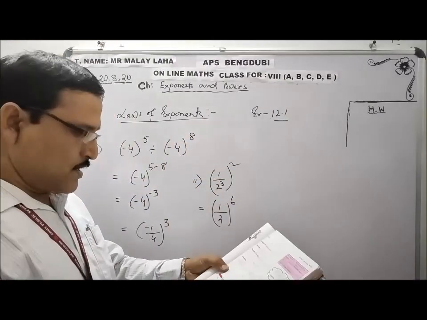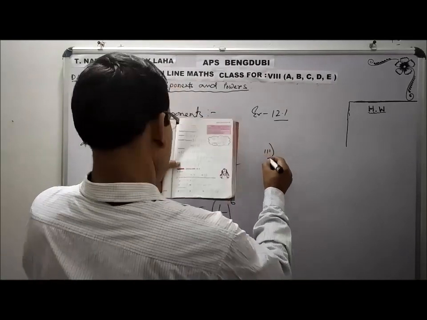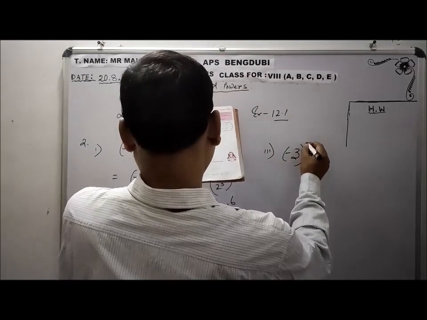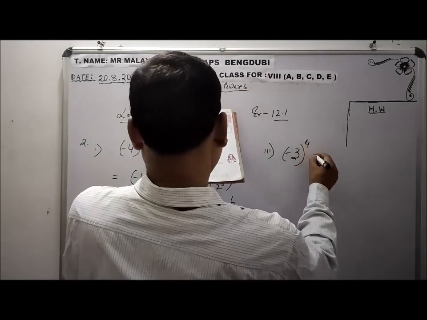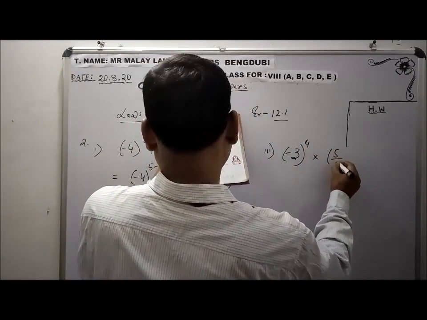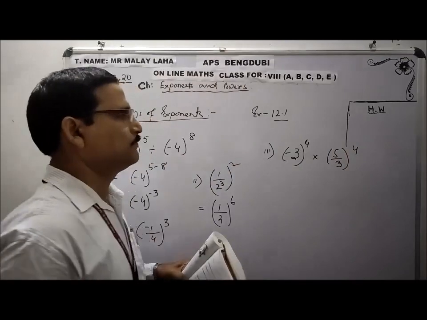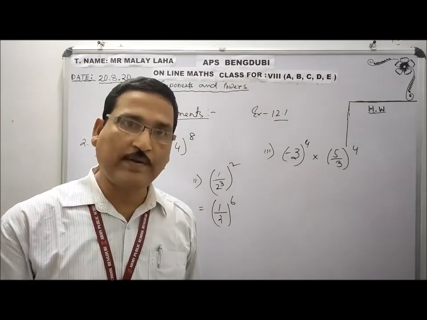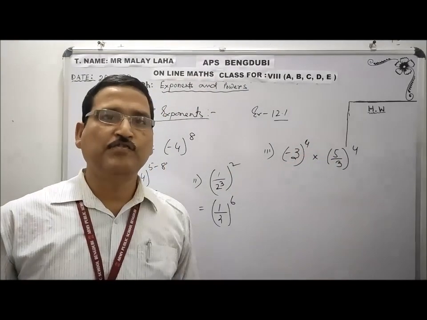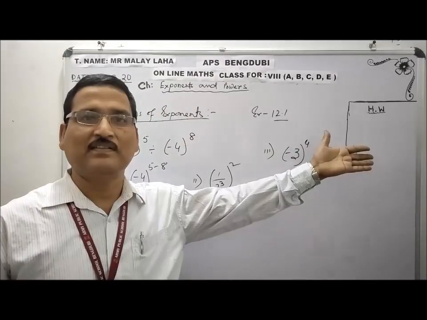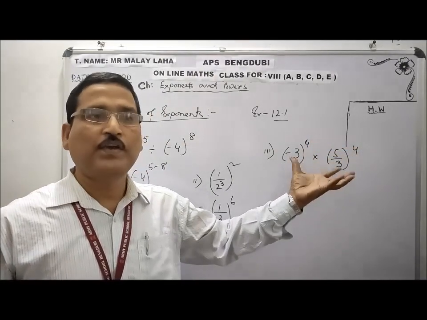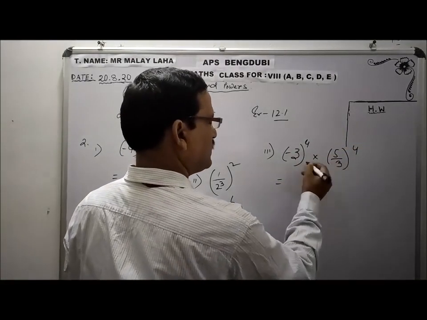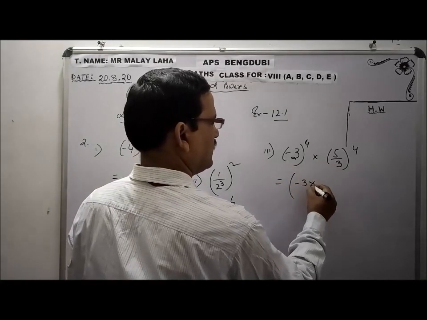Now next, (-3) raised to 4 multiplied by (5/3) raised to 4. What similarity are you getting? Which law can you apply? For each and every question you have to try to apply a law. What similarity are you getting? Two rational numbers having the same power. This is in distributive form, we can combine it into non-distributive form. Two powers are the same, so we have to write both rational numbers under one power: (-3 into 5/3).